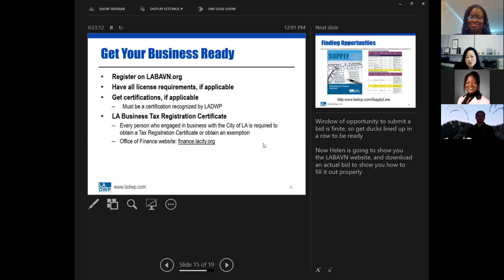You should get all your certifications if applicable. We cannot count certifications unless they're valid at the time of bid. So be pre-certified if you are eligible, especially for any of the programs. And of course, with everybody who does business with the City of Los Angeles, the BTRC, the Business Tax Registration Certificate. Anybody who does business with the City of LA or LADWP must have a BTRC. You can't get paid without it, and they won't award a contract without it. So those are the absolute minimums.